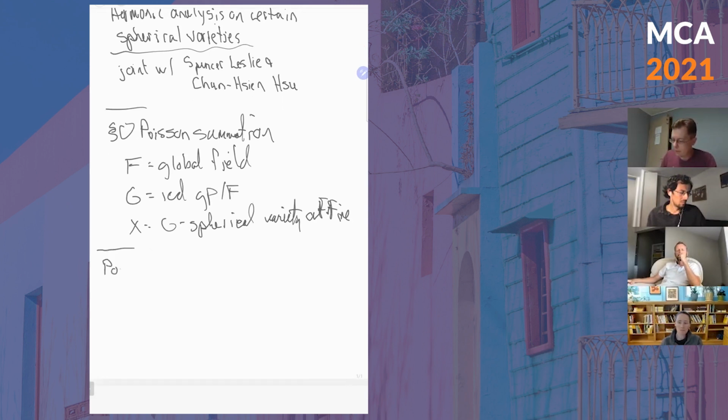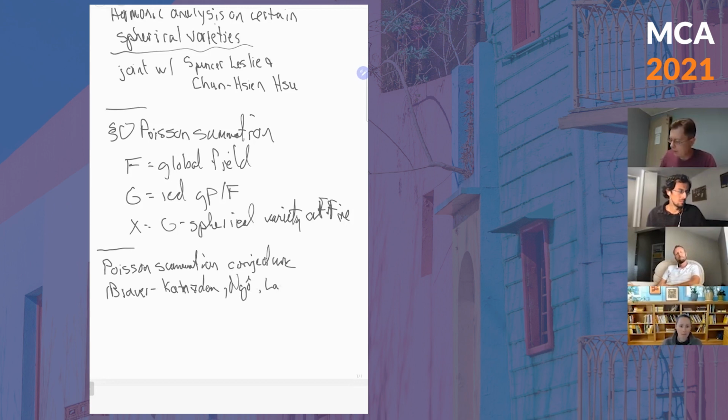So I'm going to talk first about something called the Poisson summation conjecture. I call it this because there are too many names associated to it to write down, or to say every time. But this came out of work of Braverman and Kazhdan, which was rediscovered and refined by Ngô, and also independently discovered in some form by Laurent Lafforgue, one of the Ford brothers, and it was broadened to the perspective of spherical varieties by Sakellaridis.